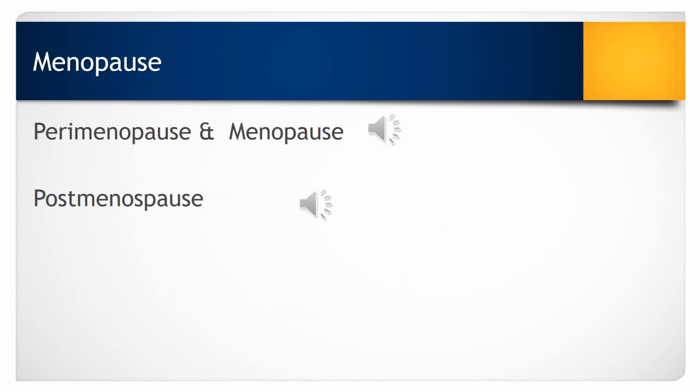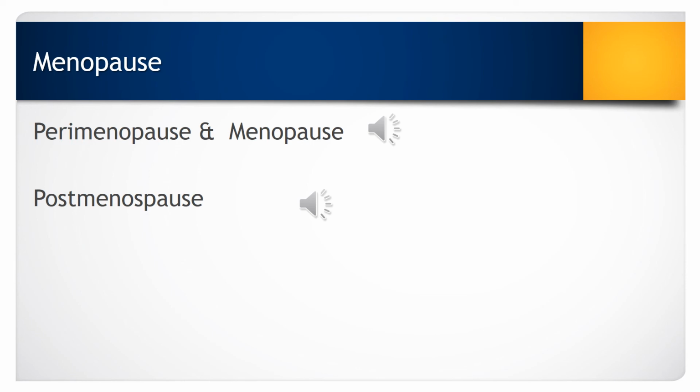At some point in a woman's life, usually around the age of 50, 51, 52, she will stop menstruating. Therefore, she will no longer be capable of reproducing. And this is called menopause. Menopause is the cessation of menstruation for a full 12 months. So for 12 months straight, this woman has had no signs of bleeding at all.